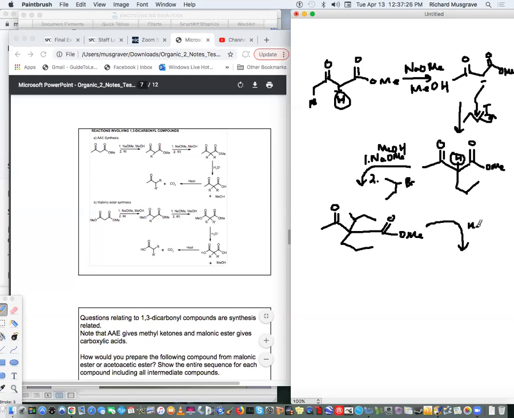The next step is hydrolysis. And what will happen here is the ester will get hydrolyzed to a carboxylic acid. This is a reaction that we dealt with a lot back in test 3. And then what can happen is we can heat this and we can lose the carboxylic acid group. So I'll show the final product here.